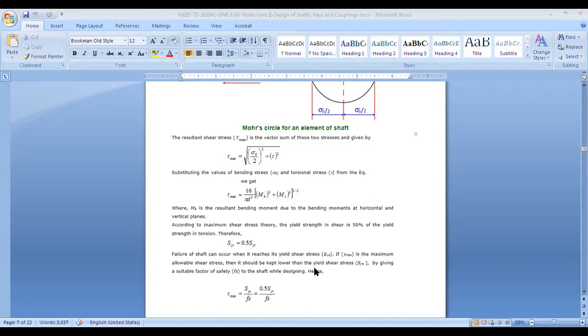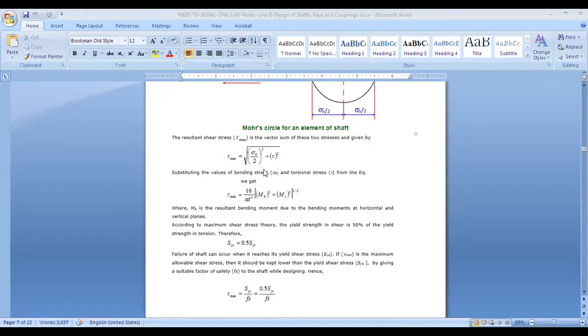Mb means bending moment. So we will use our knowledge of strength of materials to draw the SFD and BMD, get the bending moment at each location, find the maximum bending moment, and use that as Mb. Mt is the torque.